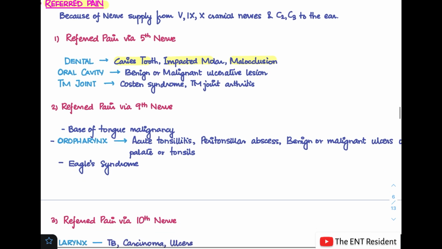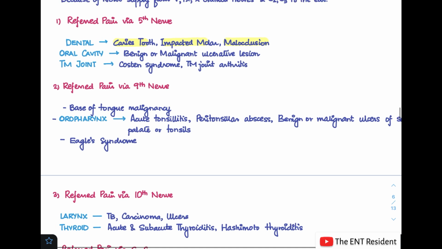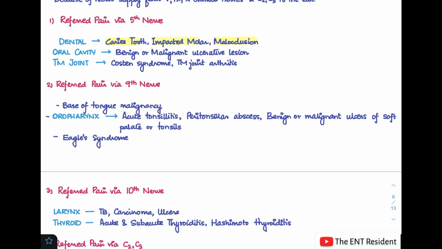Next is referred pain via the 9th cranial nerve. Now the 9th cranial nerve supplies the base of tongue as well. So in case of base of tongue malignancy, there can be a referred pain in the ear. Oropharyngeal causes include acute tonsillitis, peritonsillar abscess, benign or malignant ulcers of soft palate or tonsils. It is also seen in Eagle syndrome. Eagle syndrome is basically when there is an elongated styloid process that compresses on the 9th cranial nerve and hence causes referred pain to the ear. So these are the causes via the 9th cranial nerve.